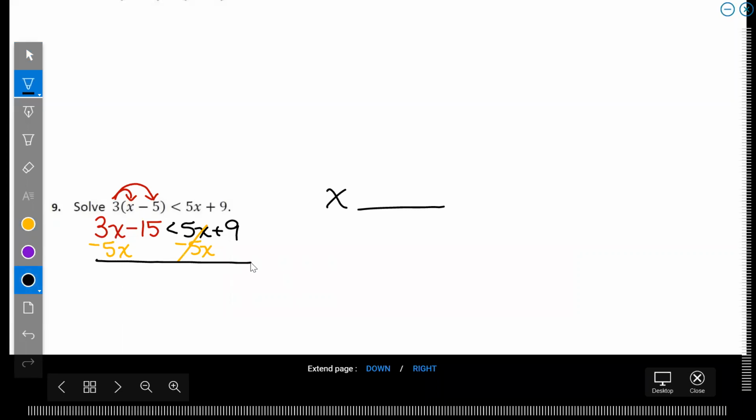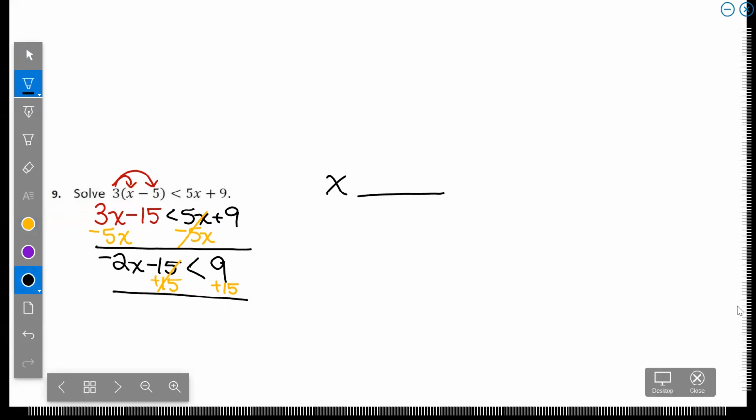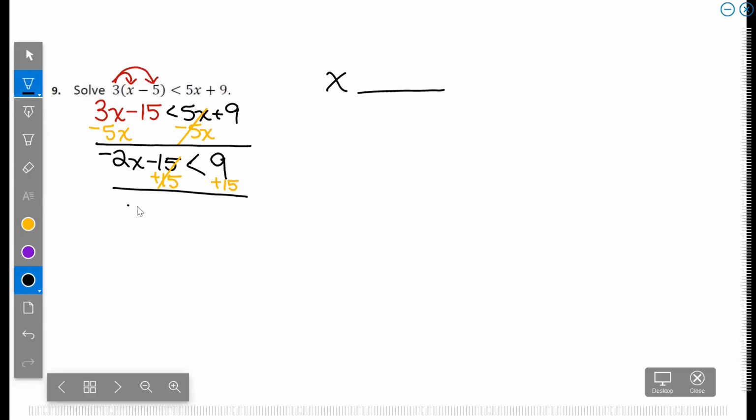What is 3x minus 5x? Negative 2x. Bring down that negative 15, bring down my inequality, my little alligator mouth. And I have a 9 here. Then I'm going to add 15 to both sides. What is 9 plus 15? 24. So I have negative 2x, and then I have my alligator mouth, and 24.